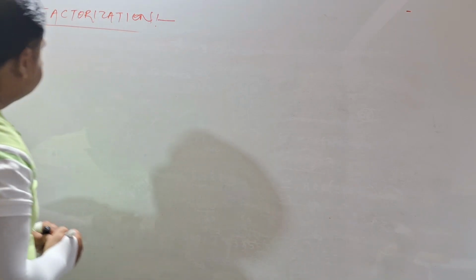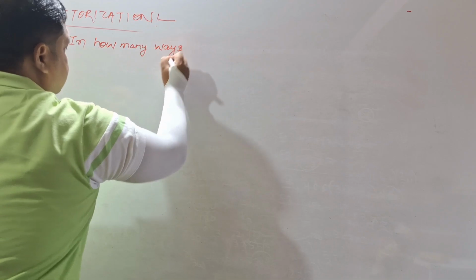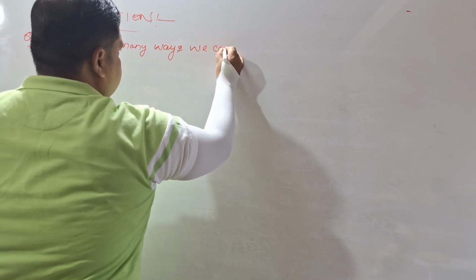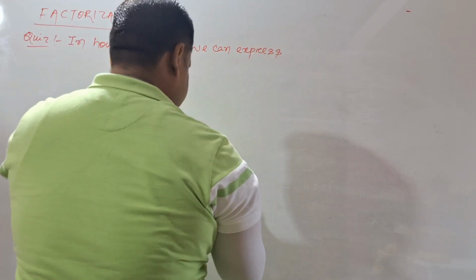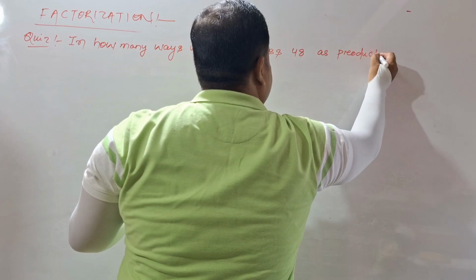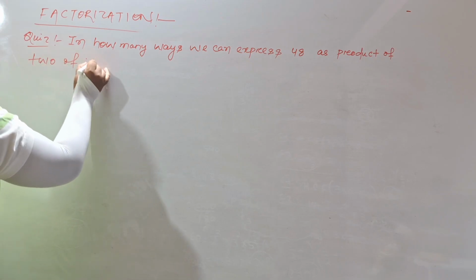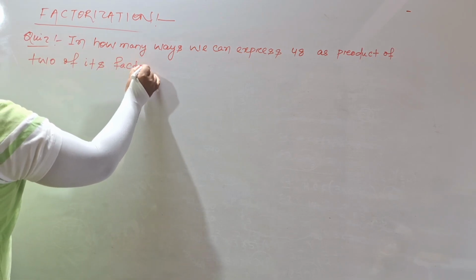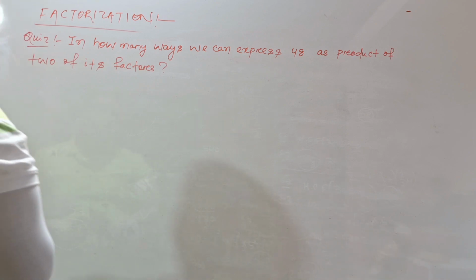Okay. Next question. In how many ways can we express 48 as a product of two of its factors?